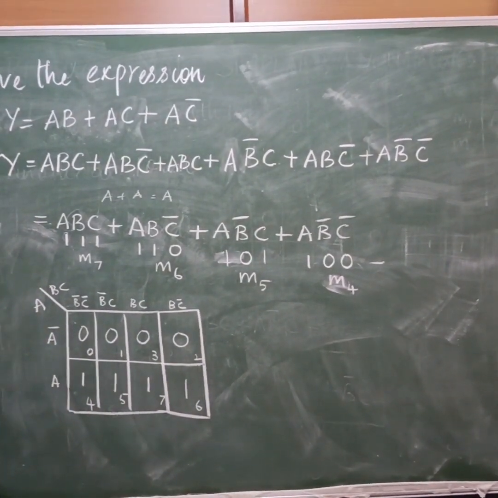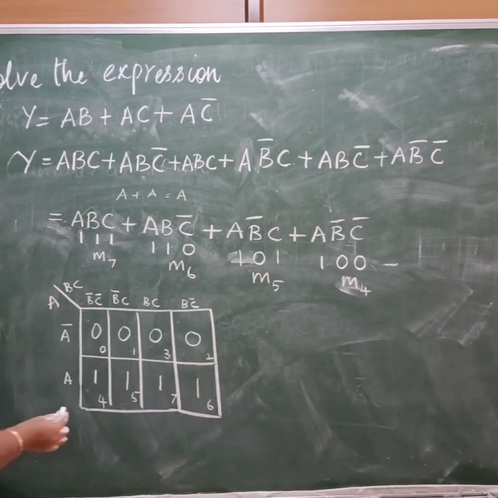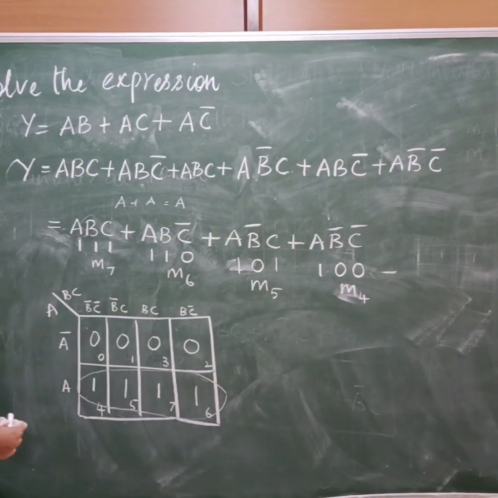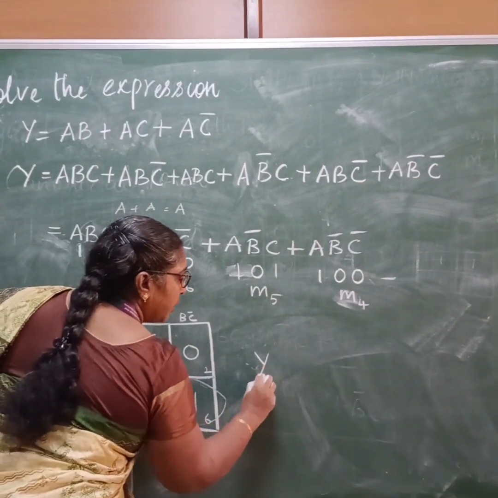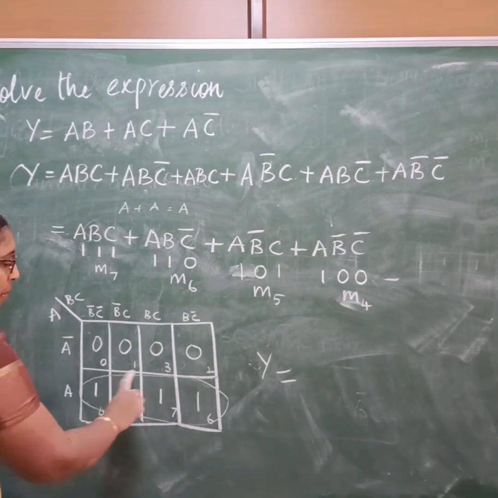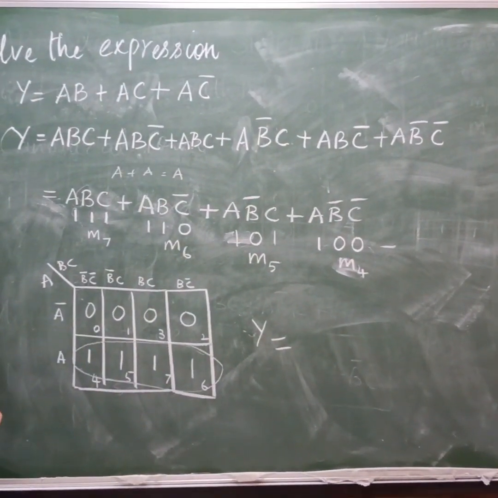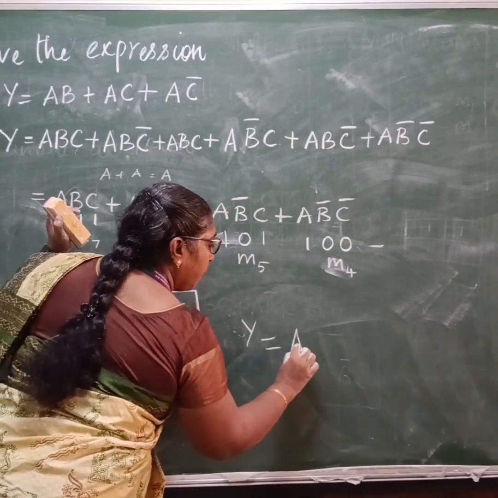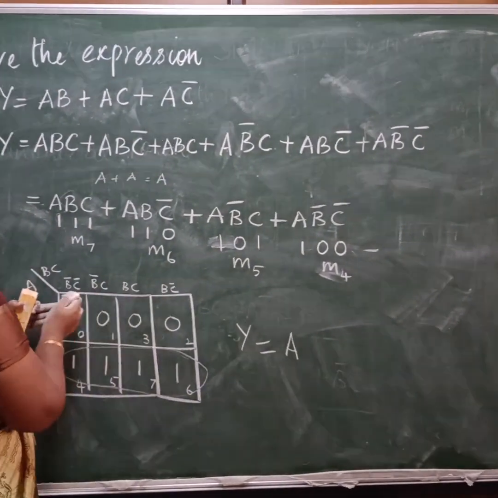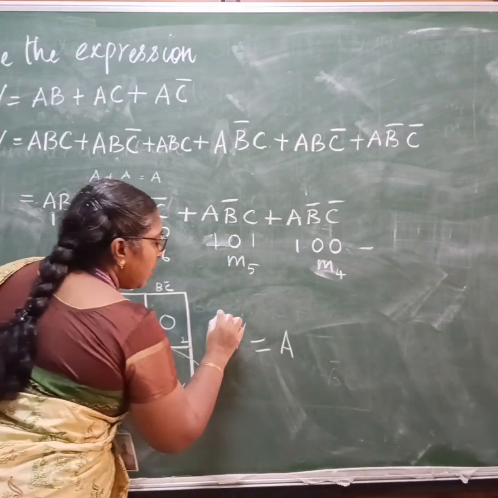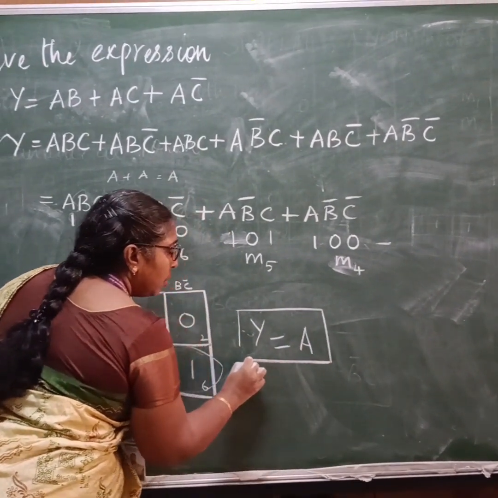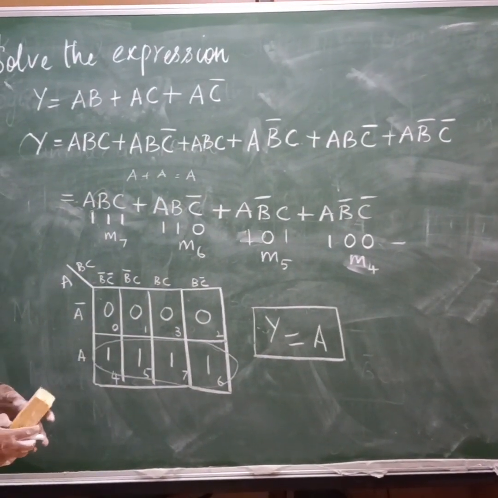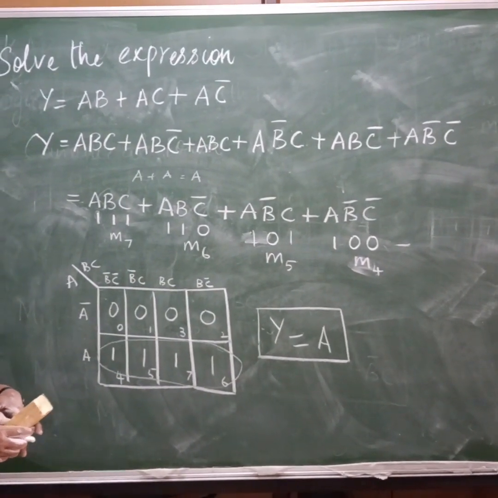Next what you have to do is the grouping. In this case you can see here all your ones are adjacent, so you can make it as a quad. Now how are you going to write the expression? Y is equal to, in this case you can make it as a quad as all the ones are adjacent. Take it horizontally in this way. What is common in this? This A. When you take it vertically, nothing is common. So in this case the output expression is Y is equal to A. So this is how you can solve your problems using your K-map. Thank you.